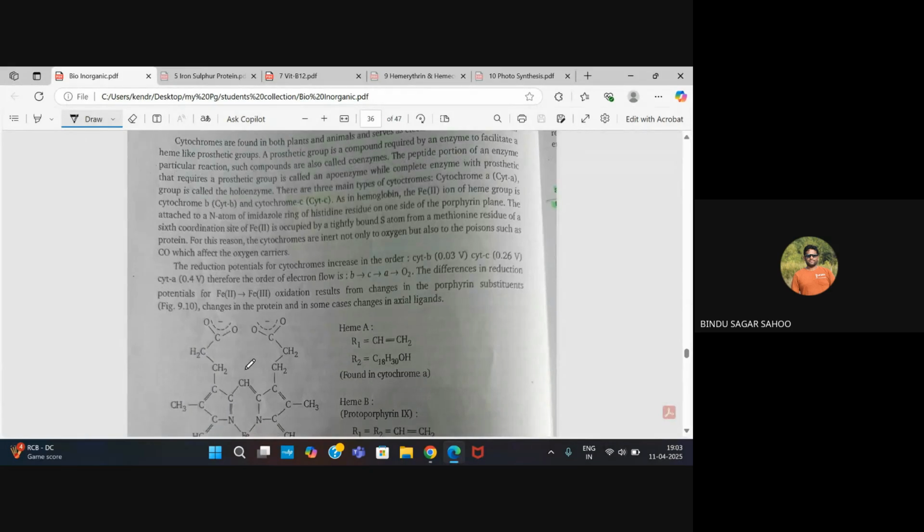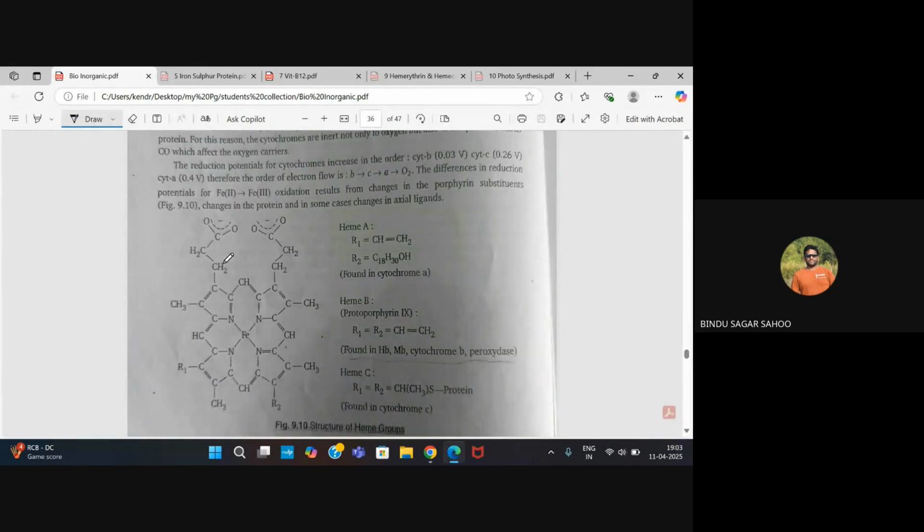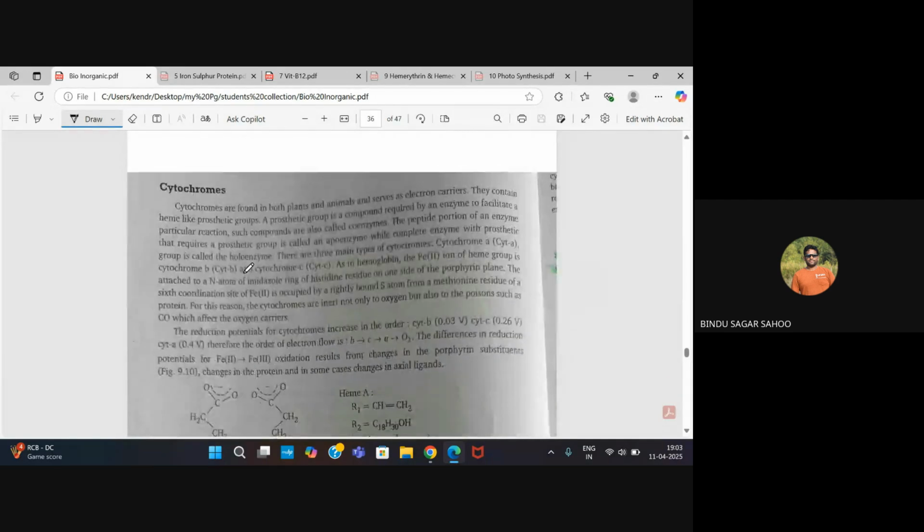So in cytochrome, the material suggests that there is a heme-like prosthetic group. That means this one will be the heme group. Okay.